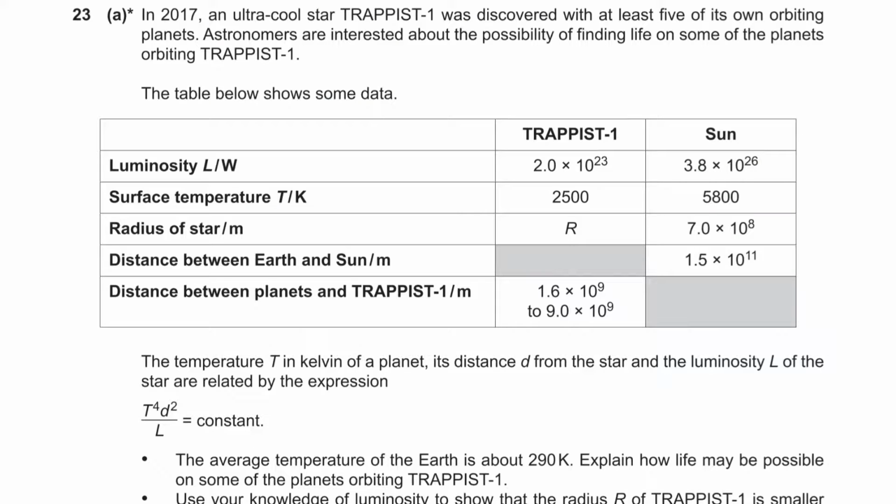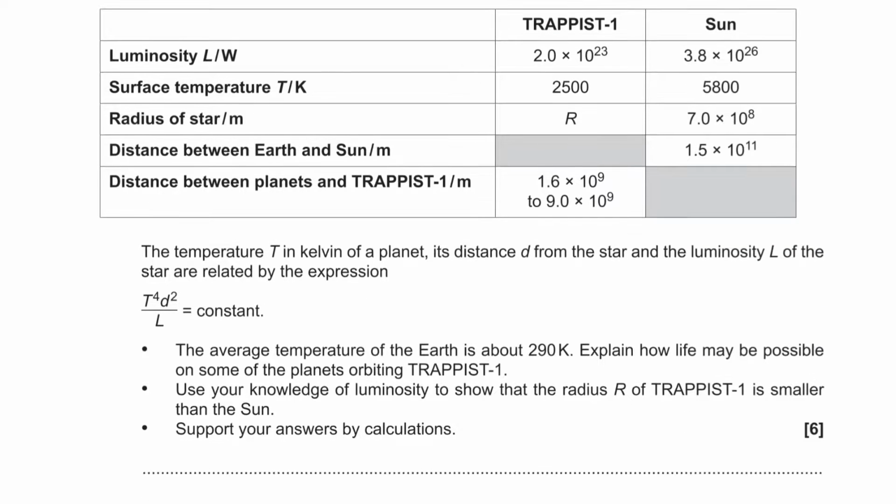Okay, 23. In 2017, an ultra cool star, TRAPPIST-1, was discovered with at least 5 of its own orbiting planets. Well, isn't it super duper special? Okay, possibility of finding life. Oh, shut up. Whatever. We have the luminosity, temperatures, blah, blah, blah. Temperature T, distance D. The average temperature of the Earth is about that. Explain how life may be possible on some of the planets orbiting TRAPPIST-1. Oh, yes, as if temperature is the one thing that you need.